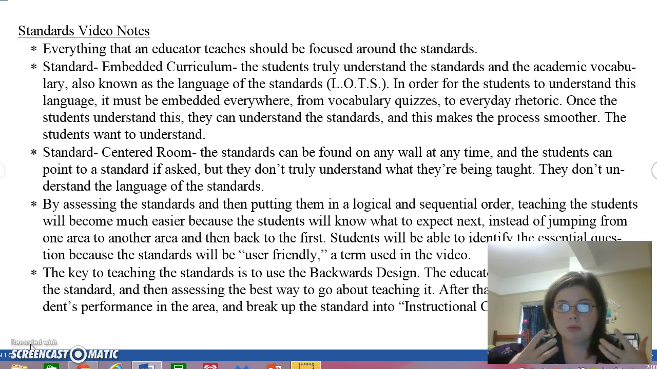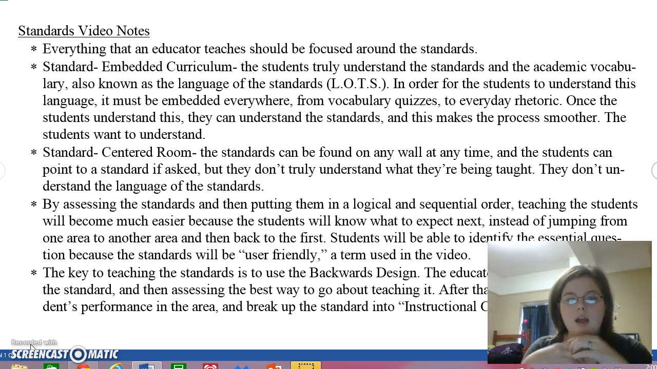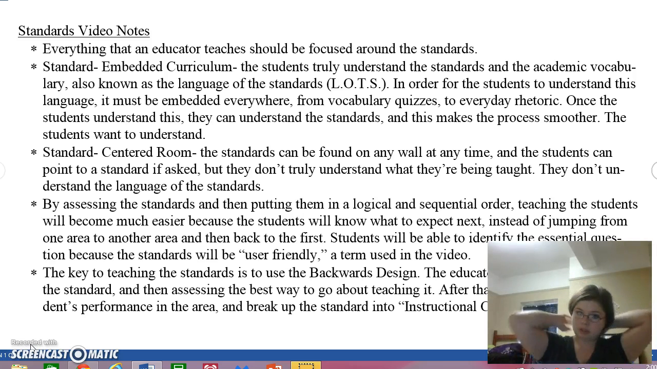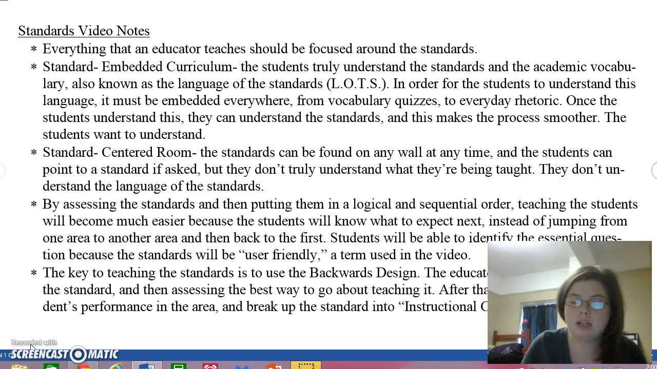Have I actually looked at them quite yet? Not quite yet, not all the way through. I've had trouble understanding them myself, and that's why we have to put them in orders. Because if we have trouble understanding them, then they have trouble understanding them. Okay. And then once we've done that, we need to make them user-friendly, which is the term used in the video. Make it so students can understand it, which is what this whole video is about.